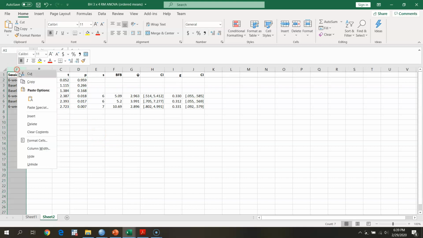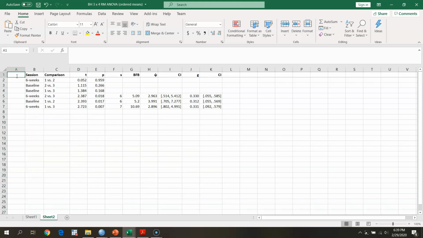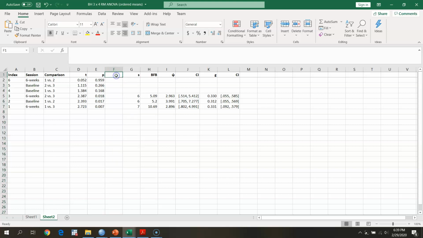Okay. So what I'm going to do is insert a new variable. I'm going to call it index. I'm going to go 6, 5, 4, 3, 2, 1. Okay. So we've now labeled these in order from least evidence to strongest evidence. And what I'm going to do now is insert a variable for my Benjamini-Hochberg.